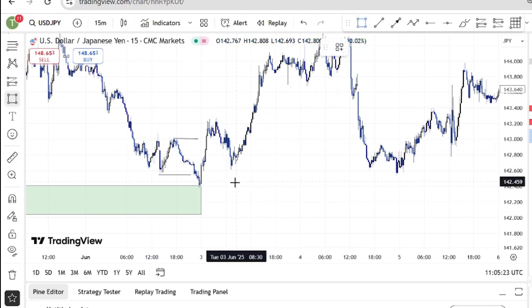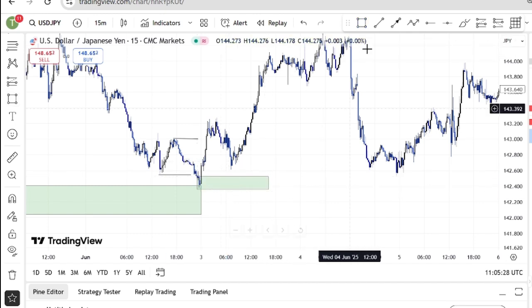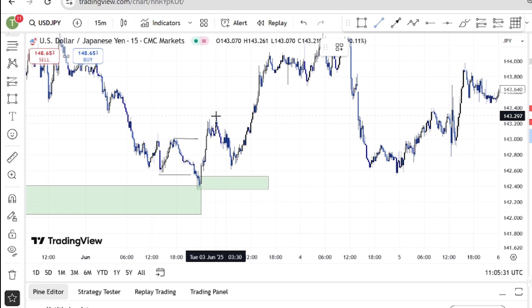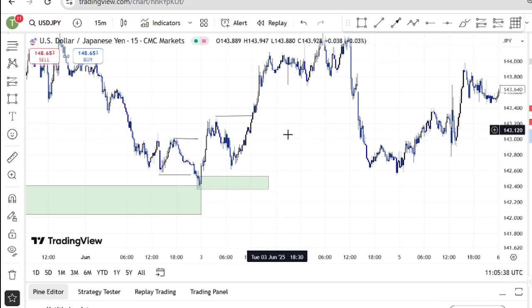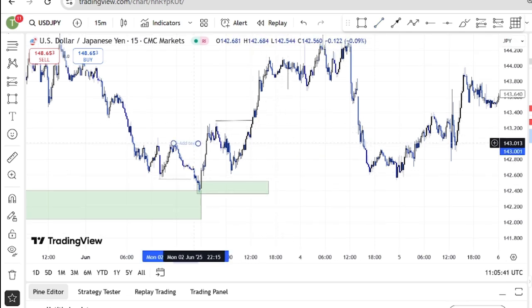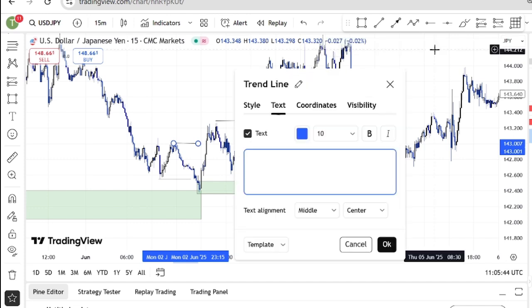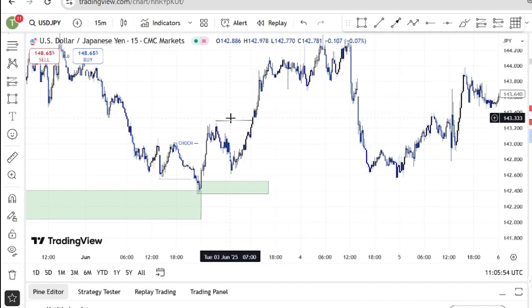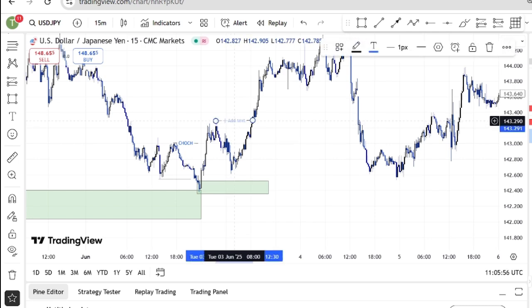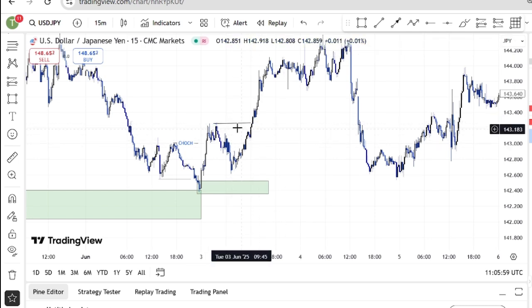At this point, we have this order block lying here. This is our order block on the 15 minutes. We have our break of structure at this point. This is our break of structure. That was our change of character. And here, this is our break of structure.